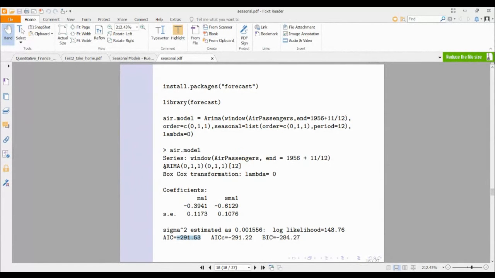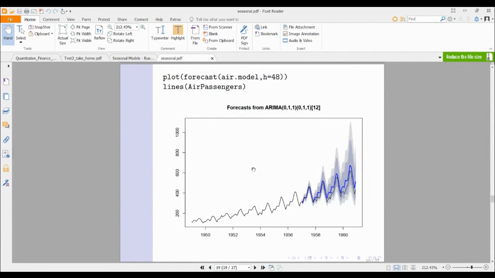Again, what is our model? It is an ARIMA 011 with 12 frequency seasonality. So after fitting a model on your training data, what do you forecast? Now, what the forecast package does, it gives you different sets of confidence intervals. It gives you the 90% and the 95% by default, I think.